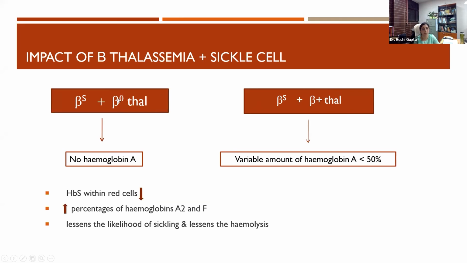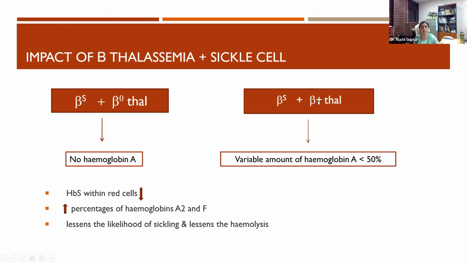So in a state where we have beta 0, there will be no hemoglobin A. The HbS within the red cells will decrease. The percentage of HbA2 and F will increase. And this lessens the likelihood of sickling and also lessens the degree of hemolysis.